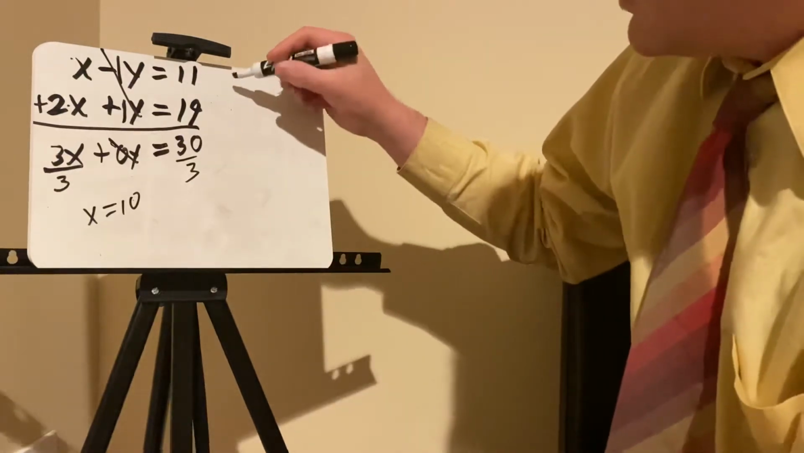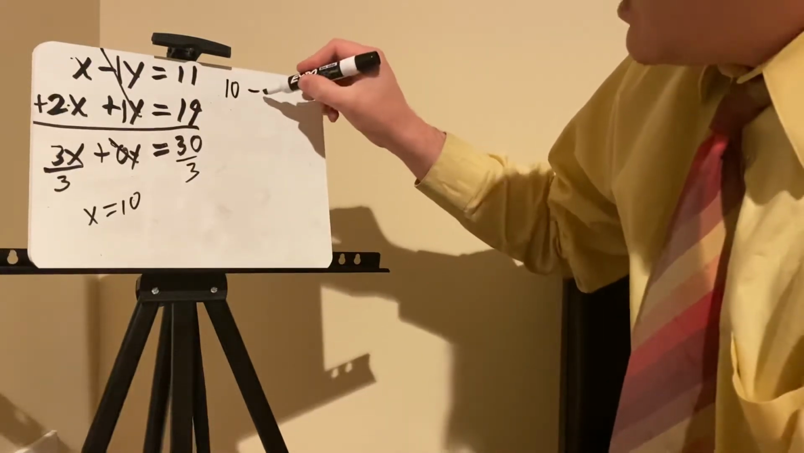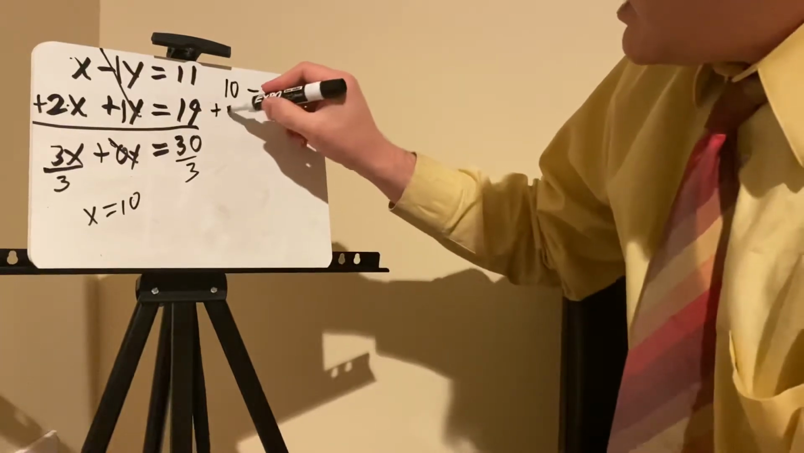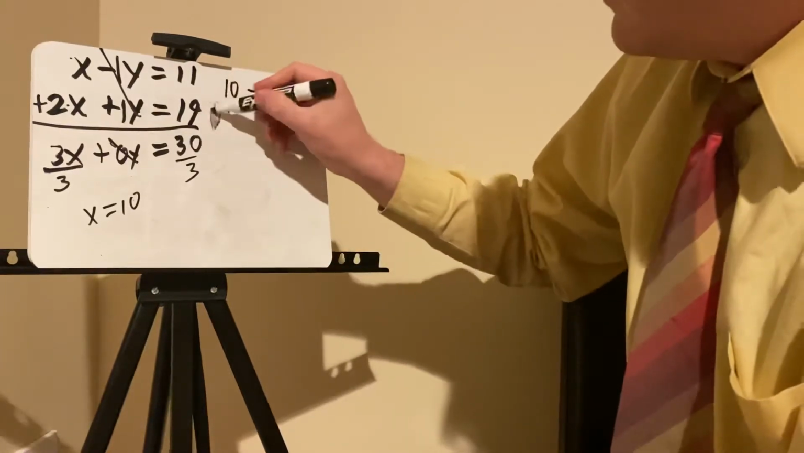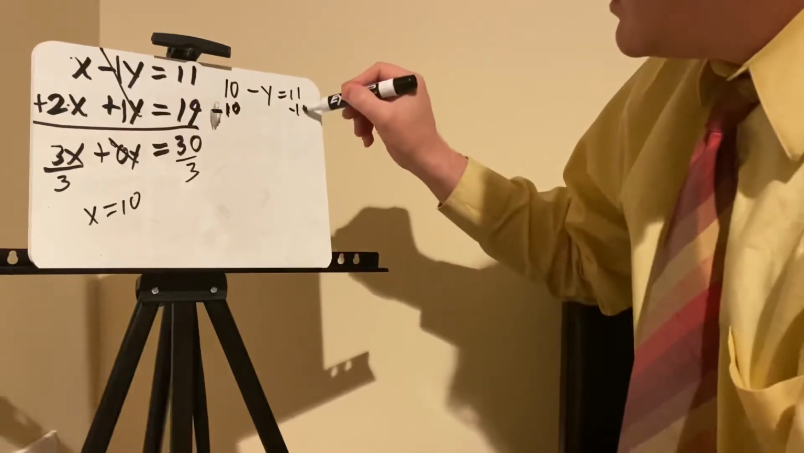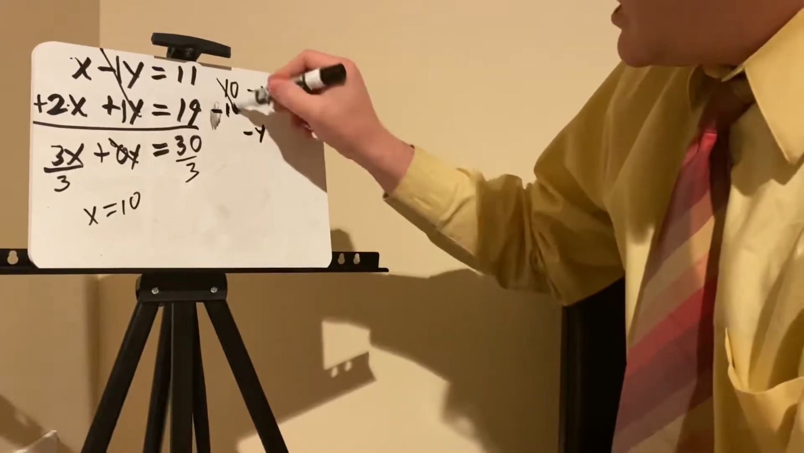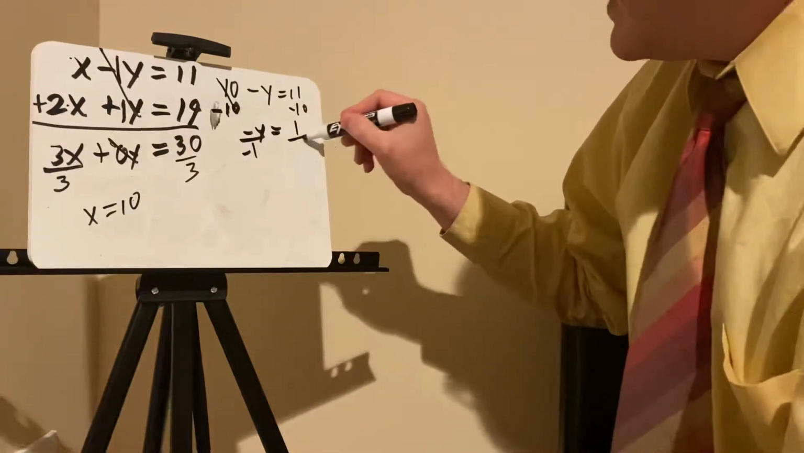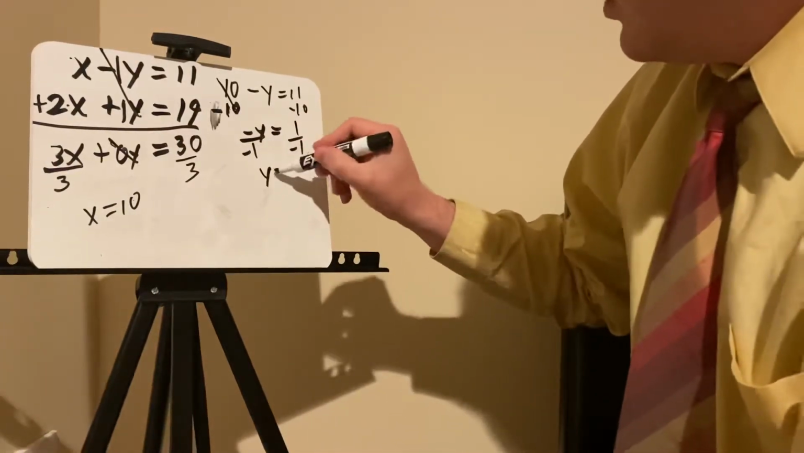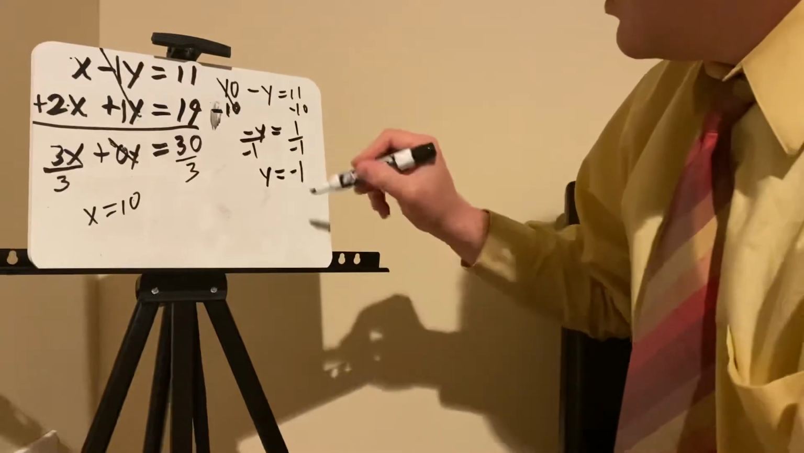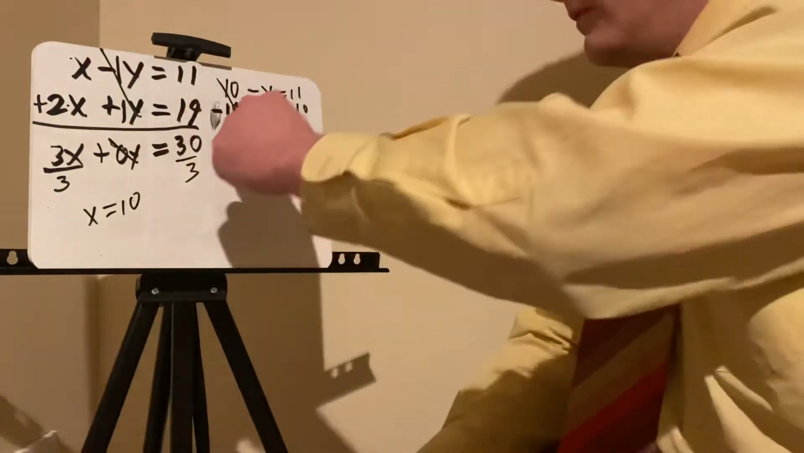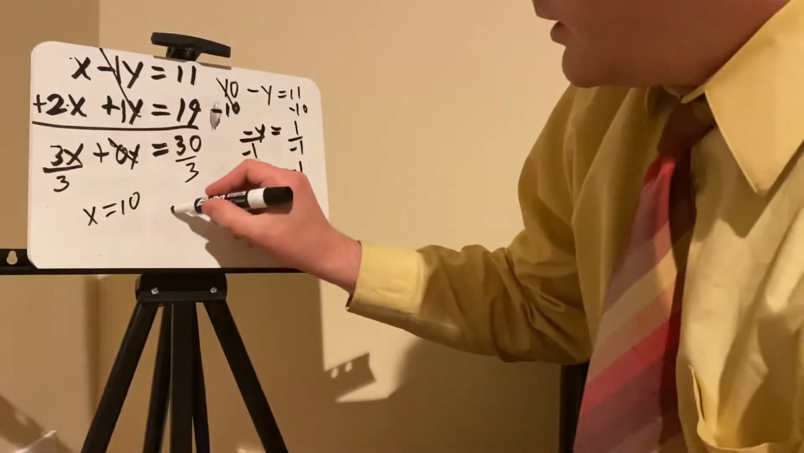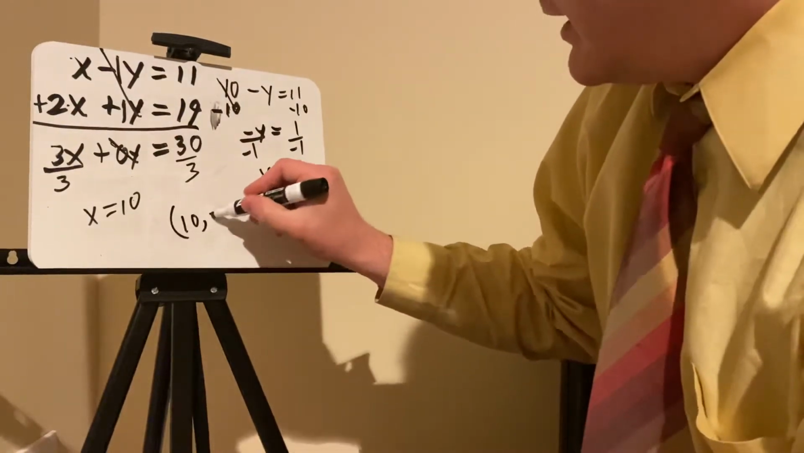I'll use the first one. 10 minus y equals 11. Subtract 10 from both sides. Negative y equals 1. Divide both sides by negative 1. You end up with y equals negative 1. Our solution to this system is 10, negative 1.